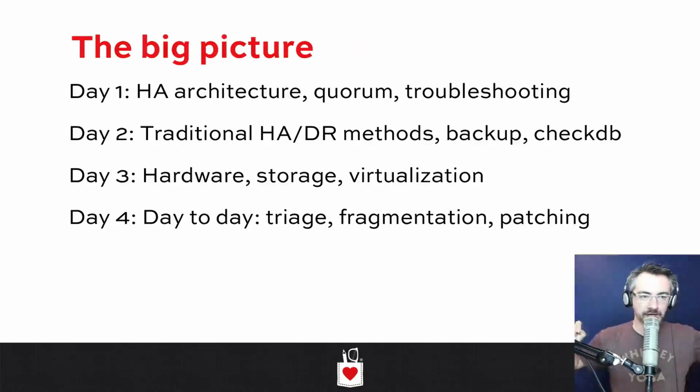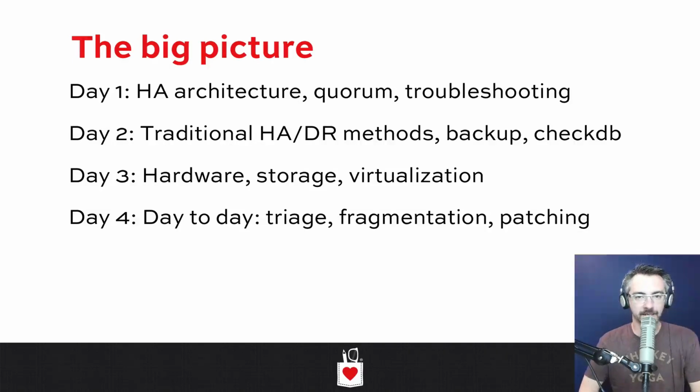From a big picture perspective, what we're going to cover today is high availability and why you want high availability, which sounds obvious, but it's going to become much more obvious in the course of the next hour or so. Traditional HA and DR methods, things like failover clustering, log shipping, troubleshooting backup problems start to come in tomorrow. Then on day 3, we hit hardware, storage, and virtualization, the things that database administrators need to know about those 3 technologies. And then on day 4, we're going to go into enterprise processes, like how you go about triaging a broken SQL Server.